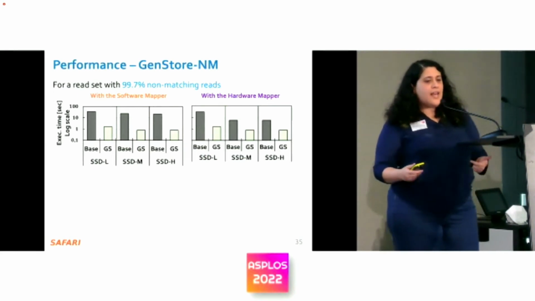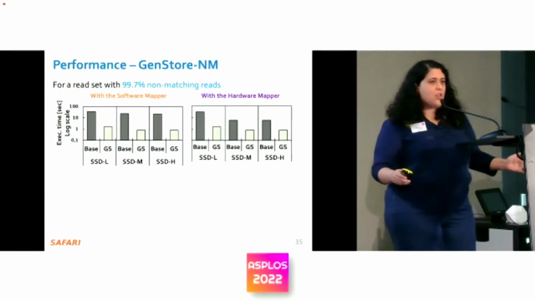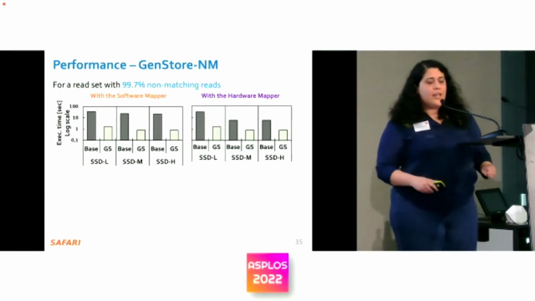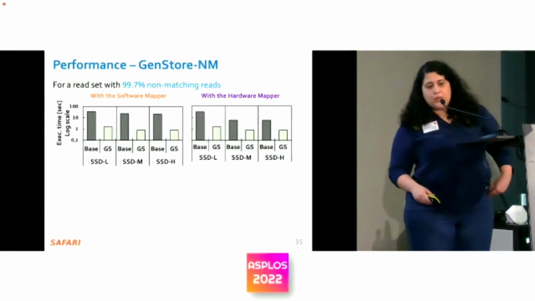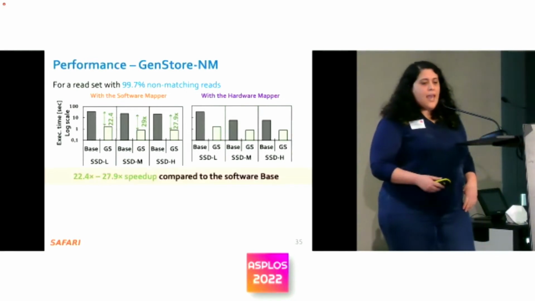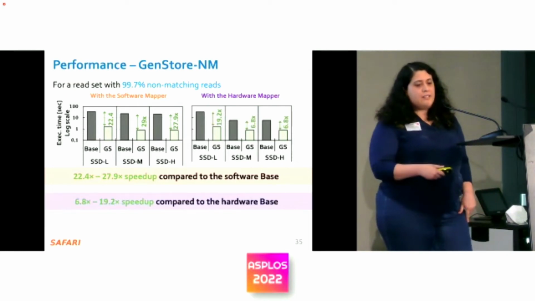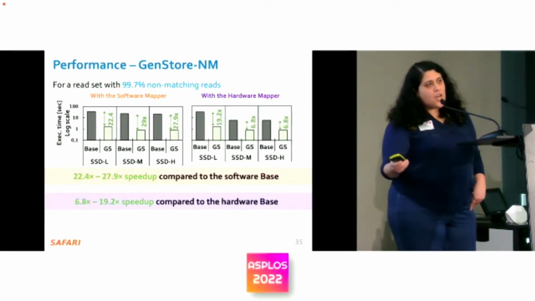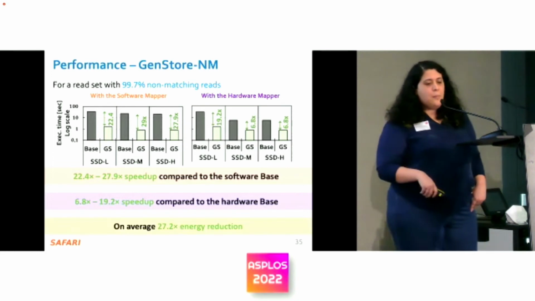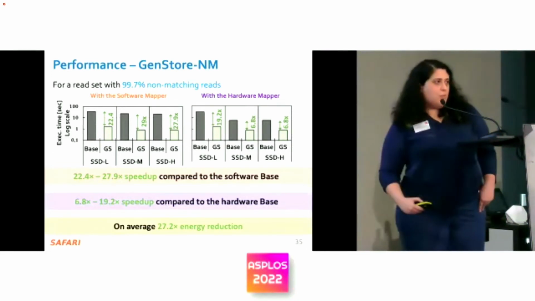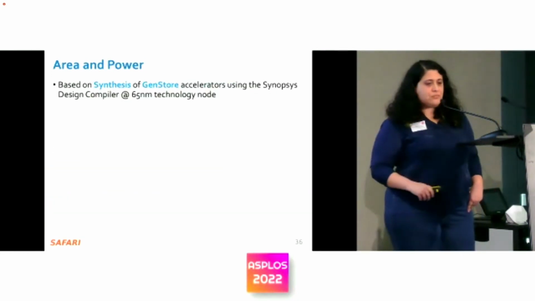We also show the performance benefits of GenStore NM on a long read dataset with high sequencing error rates and a very high degree of genetic variation compared to the reference genome that we're testing, in which 99.7% of the reads do not align. And we observe up to 27.9 times speedup compared to the software baseline, and up to 19.2 times speedup compared to the hardware baseline, and on average 27.2 times energy reduction.